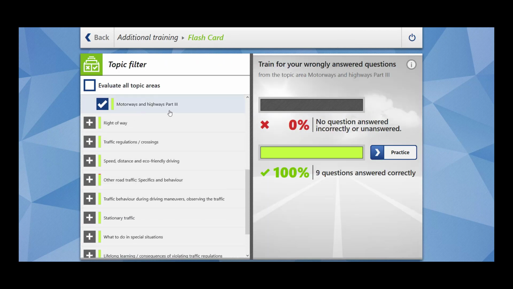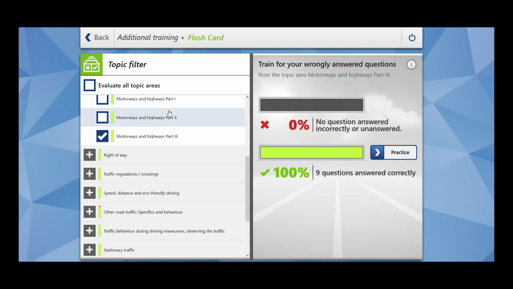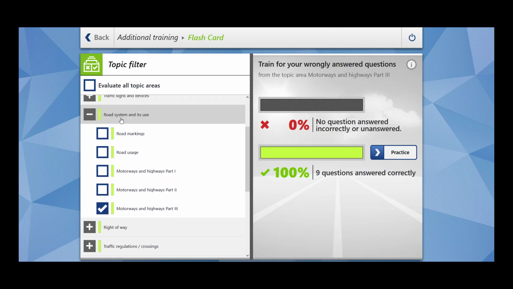So we have completed motorways and highways part three. By doing so, the topic road system and its use is completed.